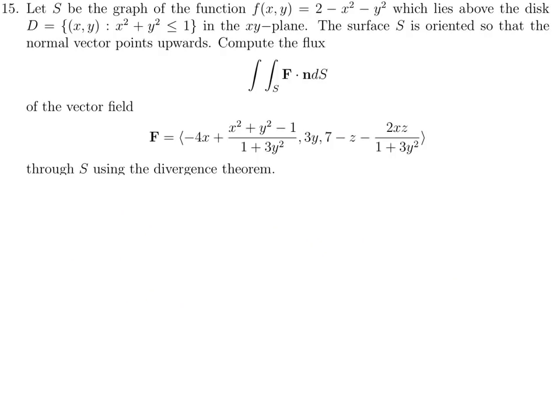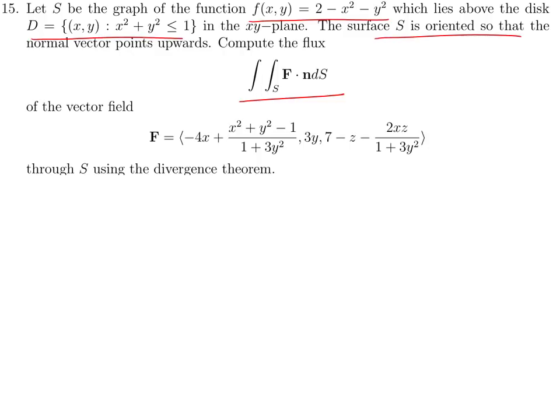Okay, so in this question, we're given an oriented surface S, which is the graph of this function f, above a domain D in the xy plane, which is just a circle, and the surface is oriented in a particular way. And the goal is to compute the flux of this vector field, a fairly annoying looking vector field, F through S.